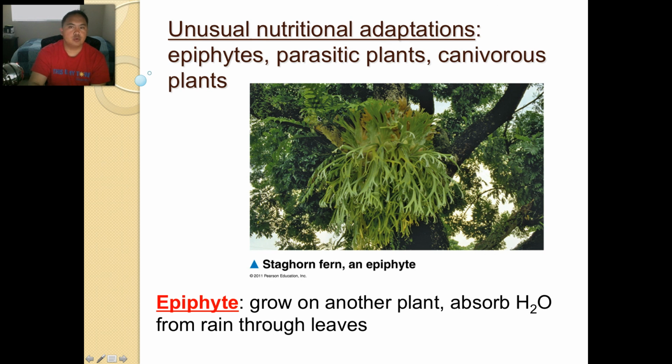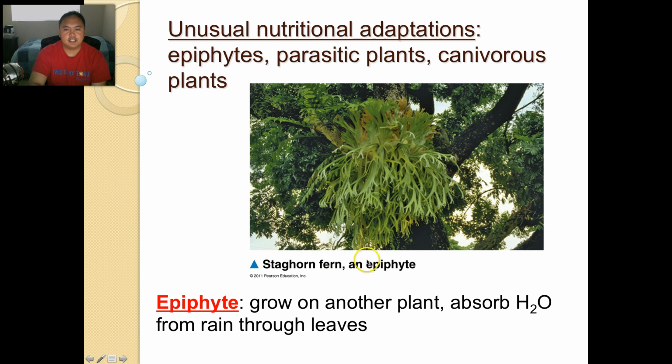Here are some unusual nutritional adaptations. So here's an epiphyte, or staghorn fern. This is another way in which they can get their nutrients. I guess it's a different type of growth, a type of shape that allows it to get the nitrogen and stuff that it needs. Also, there's carnivorous plants. There's also parasitic plants. So there's different ways in which they can get their nutrients.